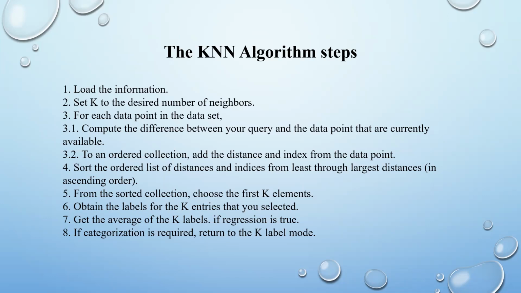5. From the sorted collection, choose the first K elements. 6. Obtain the labels of the K entries that you selected. 7. Get the average of the K labels if regression is true. If categorization is required, return the mode of the K labels.